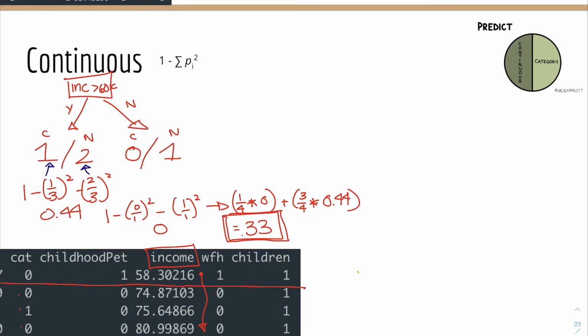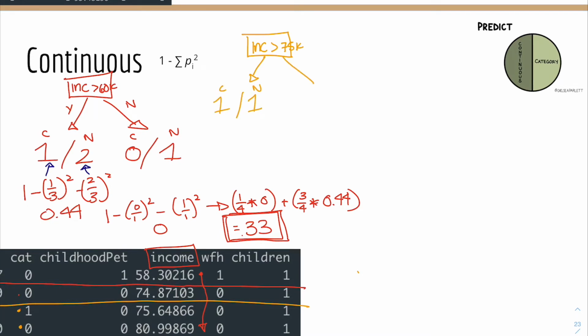We could also draw it here where the orange line is. Now, if we draw it here, then we're essentially saying the root node of our tree is income greater than or equal to about 75K. If it is, then we're talking about these 2 data points down here, and we have 1 cat person and 1 non-cat person.